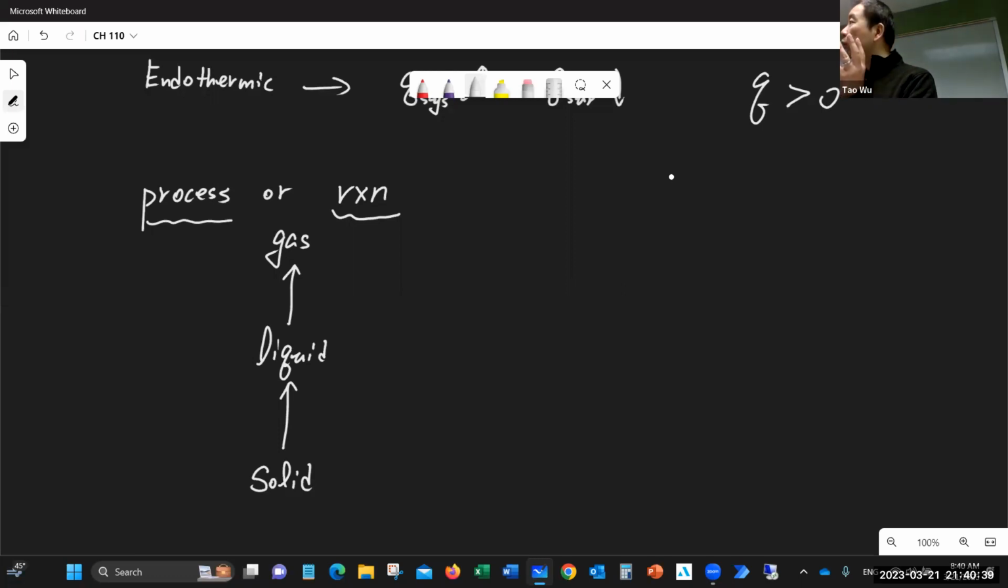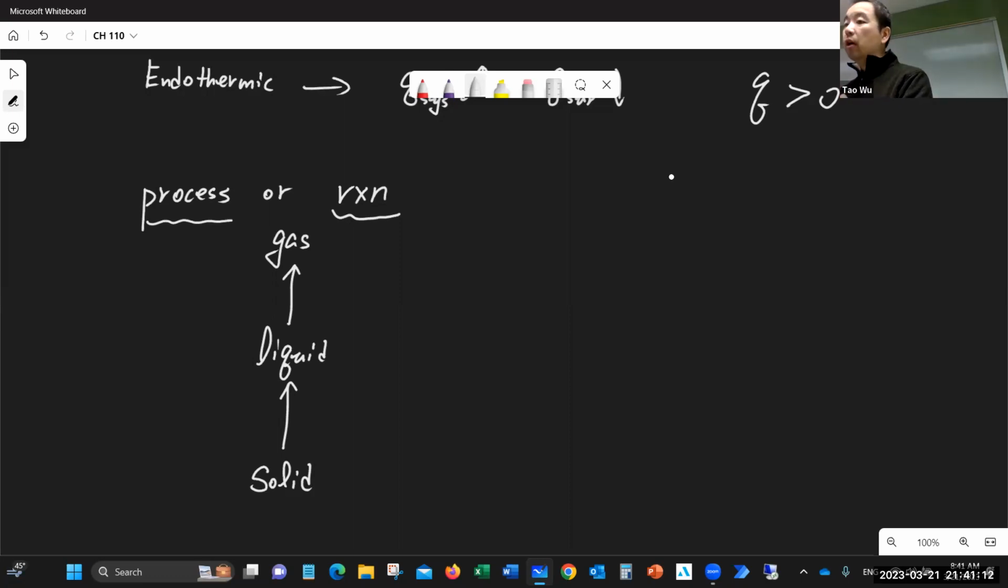So what do you think? Among solid, liquid, and gas, which has the higher temperature? Gas is supposed to have a higher temperature, right? You can think about water. For boiling water, the vapor should be higher than 100 Celsius. Liquid is between 0 and 100, and ice is below 0, right? So obviously gas has a higher temperature.